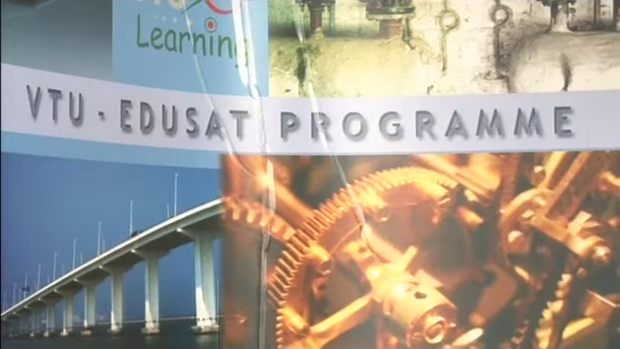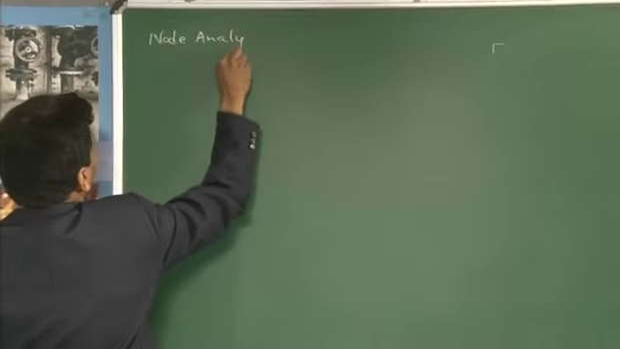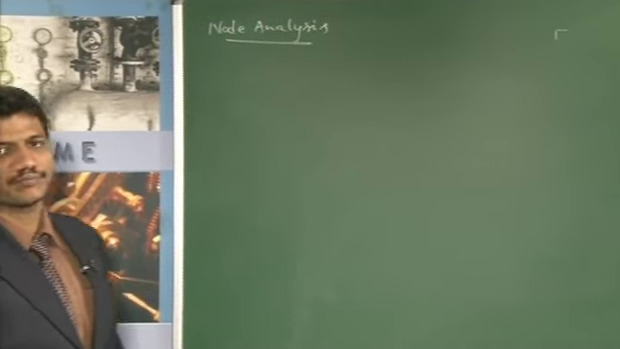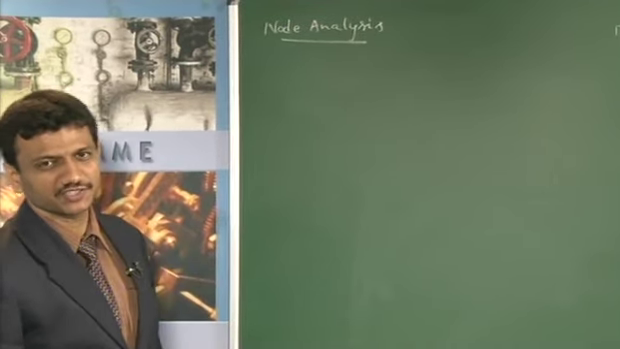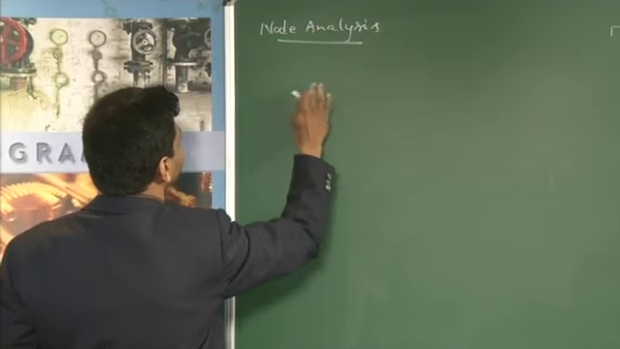Even this node analysis is illustrated by considering a problem. Let us see. Node analysis illustration. First of all, what is a node? A node is basically a point where two or more circuit elements join. Right. So now let us consider the problem.